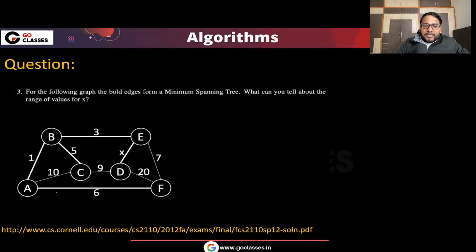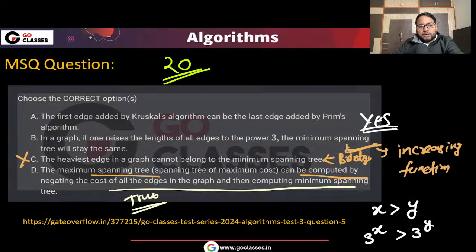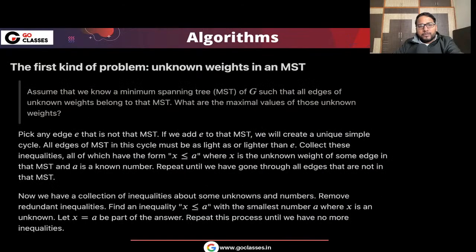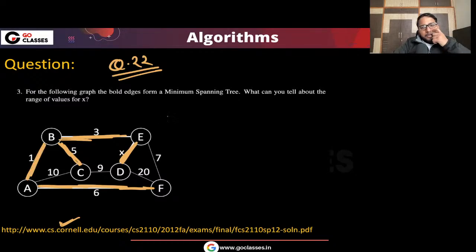Let's see this question directly, which I have taken from Cornell University. I think this is probably question number 22. What they're saying is that for the following graph, the bold edges are forming the minimum spanning tree. Then what can you tell about the range of X?